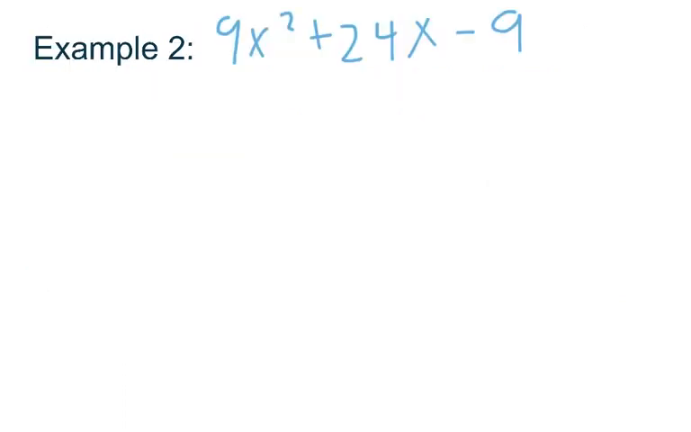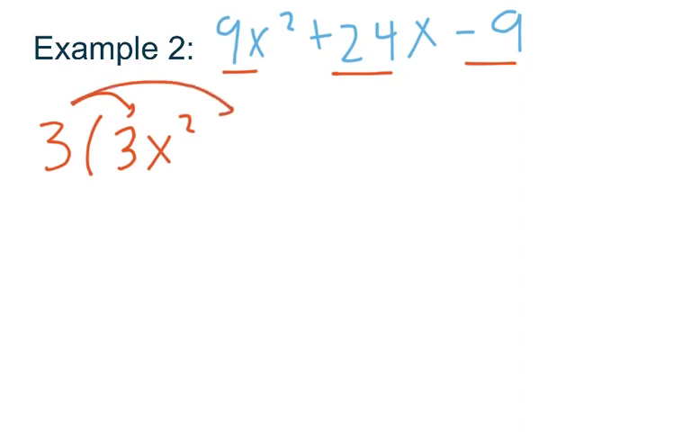Let's try another example to get the hang of this. Again, first step, you want to look for the greatest common factor, something that goes evenly into 9, 24, and negative 9. And remember, it can only be as big as 9. So you want to think, and it looks like 3 is going to end up going into all 3 of those numbers. Then we use the reverse distributive property. So 3 times what gives you 9x squared? Well, 3 times 3x squared.